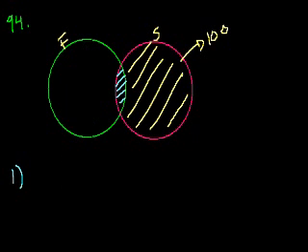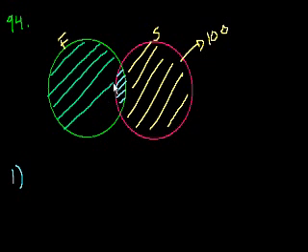So essentially, this area right here: people who study French but no Spanish. People who study French and do not study Spanish, that's this right here, and that's 60. Right? And let's see if we can use this information to figure out what the intersection is.